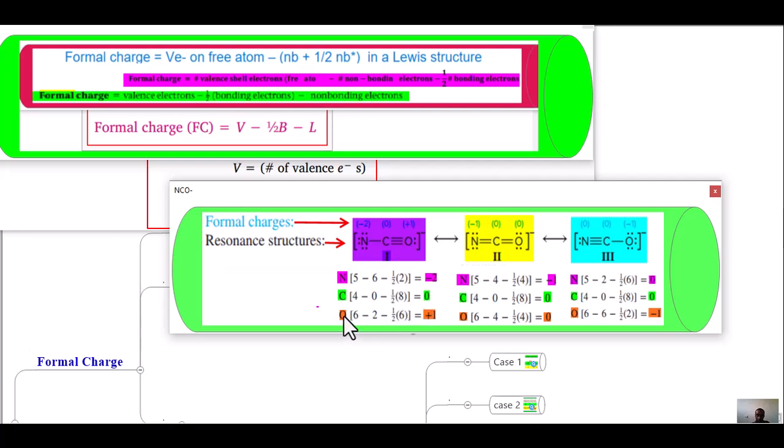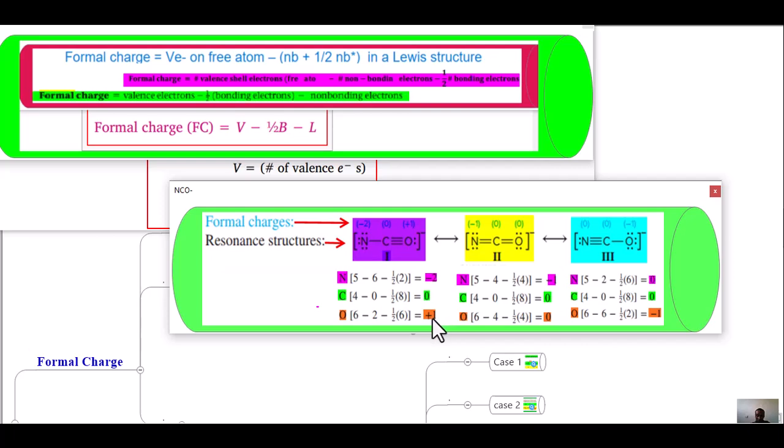For oxygen, we have 6 valence electrons, and 6 minus 2, that is the lone pair at the oxygen, 2, minus half of the bonding electrons. We have 3 pairs, 3 bonds here, total 6 electrons, and the answer will be +1.